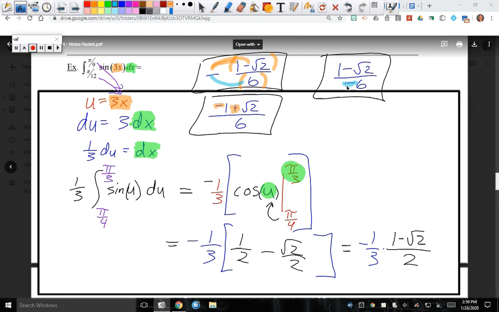Good? Wait, why is it 1 and not 2? Oh, it's multiplying, not subtraction. No worries. Why is it negative 1/3? Because what's the integral of sine? Oh, it's negative cosine, so you took it out. Yep.